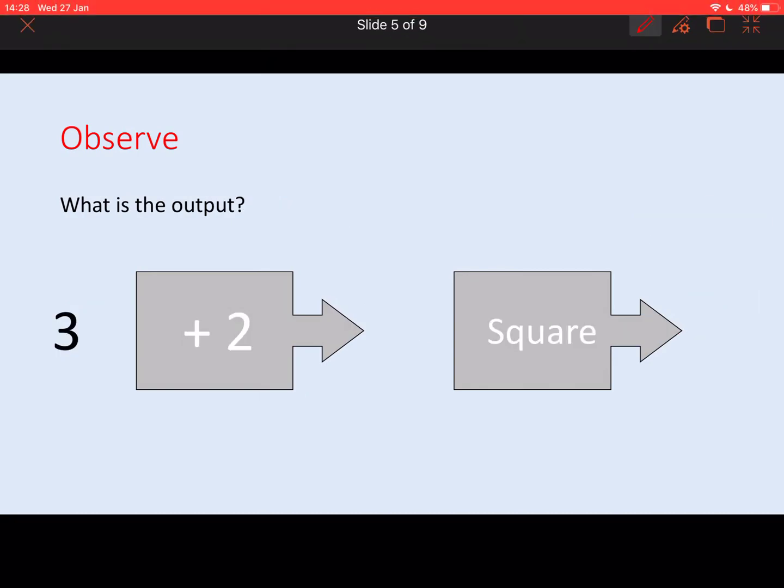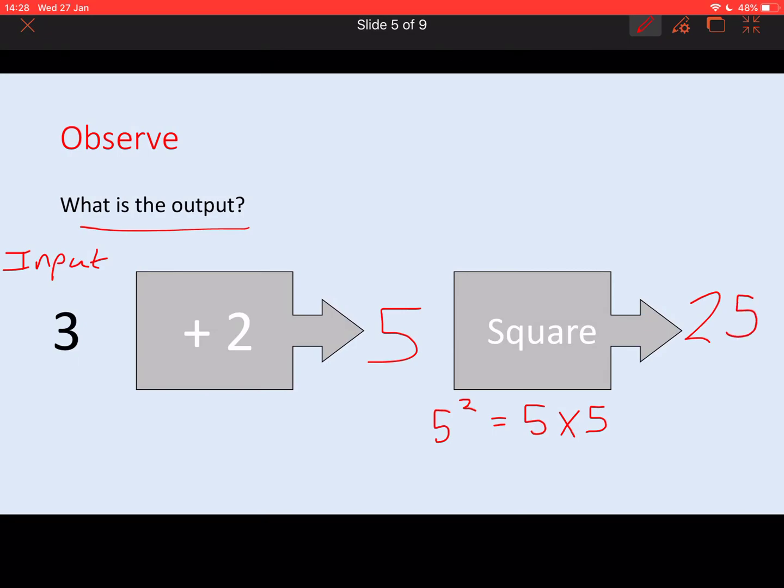In this situation, I'm just asked to find what the output is. And because this number 3 is on the left-hand side, this is my input. So I'm going to do 3 add 2, which gets me 5. And then I need to square it. Well, 5 squared is the same as 5 times 5. And 5 times 5 is going to get me an answer of 25. So 25 is my output, and that's my answer.